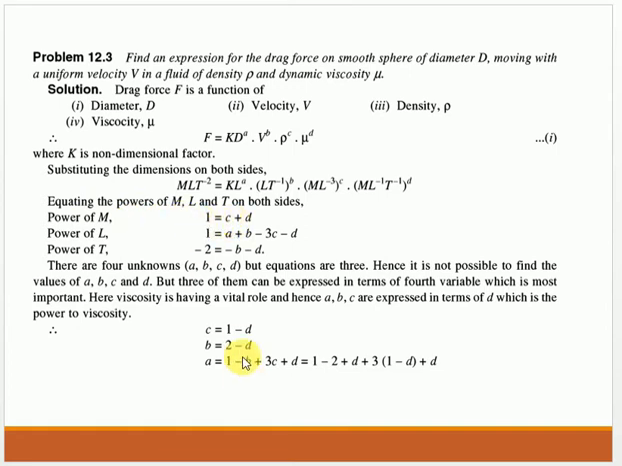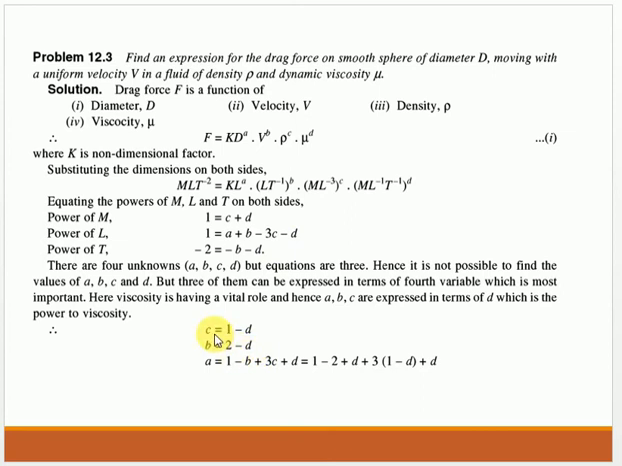So now what we're going to do is we have C from power of m, so C will be equal to 1 minus t, so take it to the other side. Again B will be equal to 2 minus t, so we're going to take this t to the other side, so b plus t, so b will be equal to 2 minus t. A will be equal to 1 minus b plus 3c plus t.